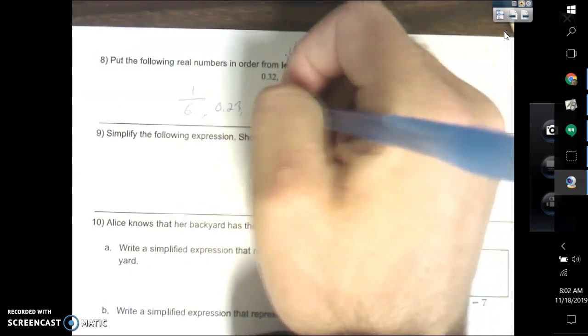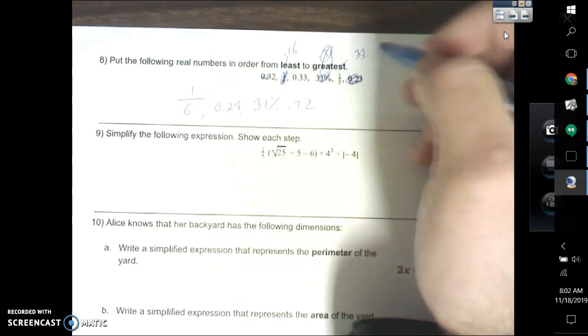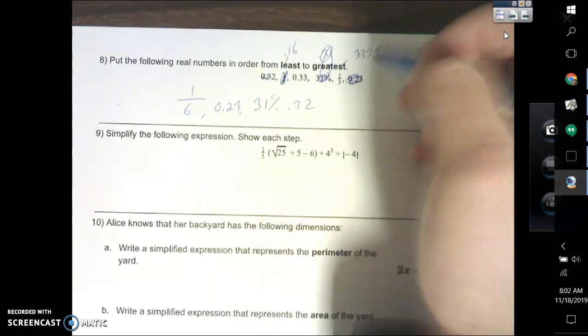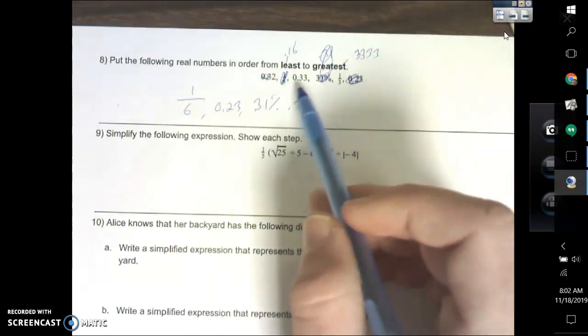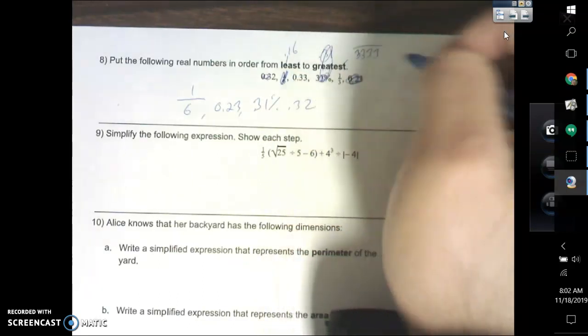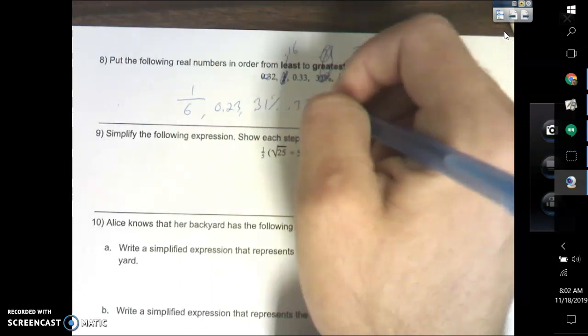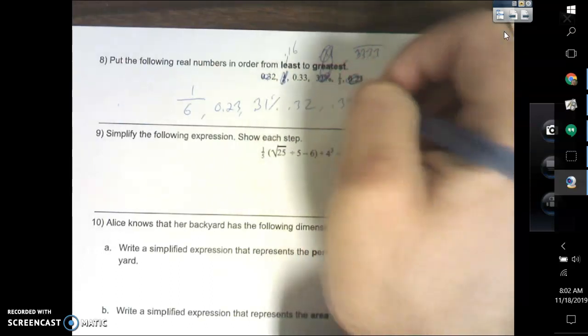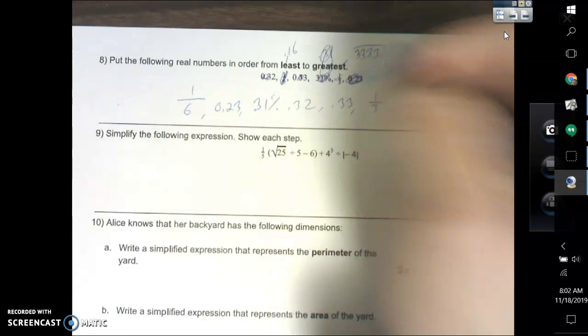Or 0.32. Now here's the tough part. I realized I just did that. 0.33 and 1/3. This one keeps on going, so it's actually going to be bigger than this 0.33 stopped. That was a nice little tough problem right there. Okay, boom. Least to greatest, you're all set.